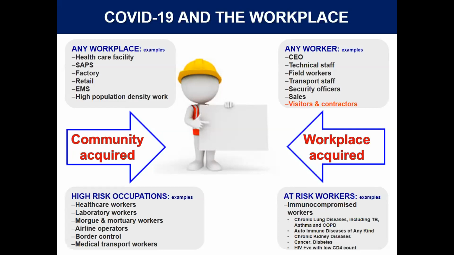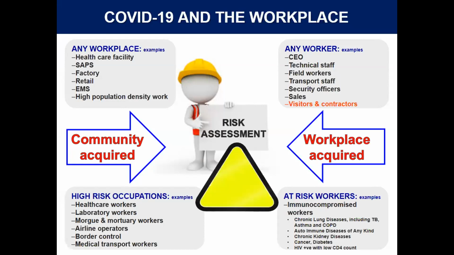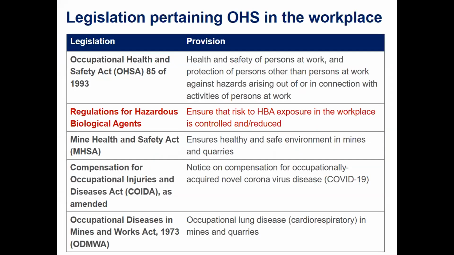And these are workers that are immunocompromised, and this could include people with chronic lung diseases, including TB, asthma, COPD, autoimmune diseases of any kind, workers who have chronic kidney disease, cancer, diabetes, and workers with HIV and have a low CD4 count are potentially at risk. So we need to conduct a risk assessment to understand the different complexities within our workspaces and also to ensure that it is job specific.